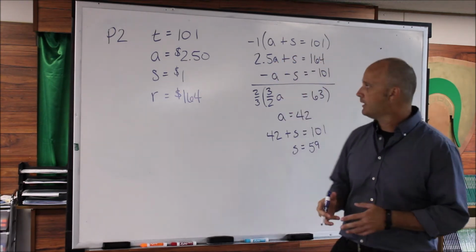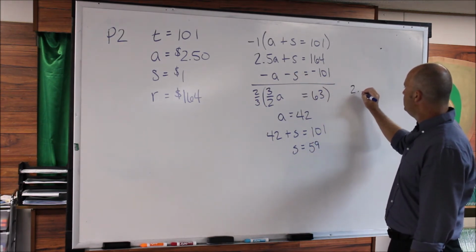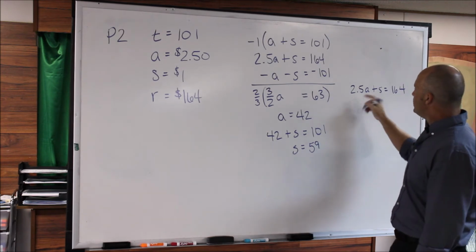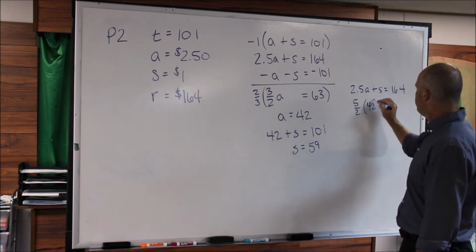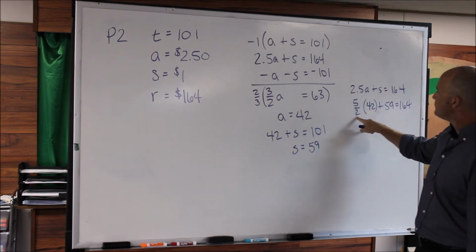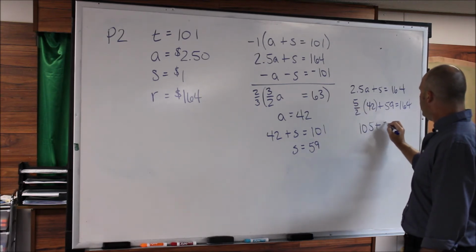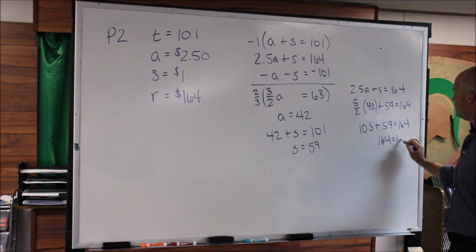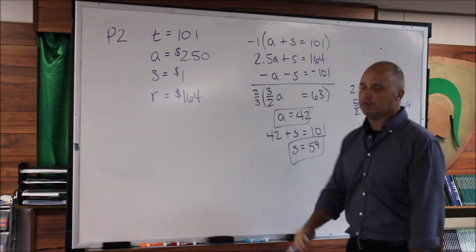We want to make sure that we've got this correct. So we would go back and work this out of this one. So 2.5a plus s equals 164. I'm going to change this to 5/2. And I've got the adult tickets as 42 plus 59 equals 164. So 42 divided by 2 is 21, times 5 is going to be 105. So 105 plus 59 equals 164, and that is a true statement. 164 does equal 164. So I know that the total number of adult tickets sold was 42, and the total number of student tickets sold was 59.